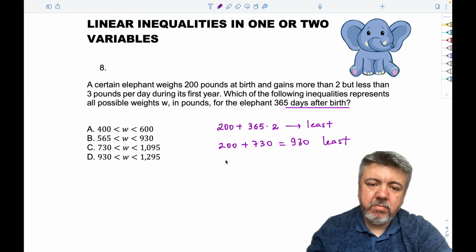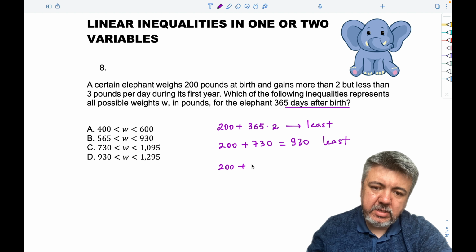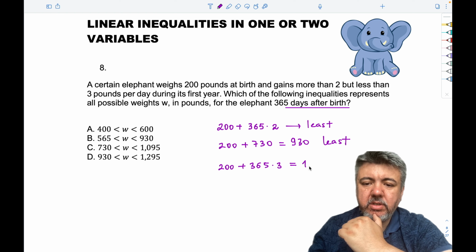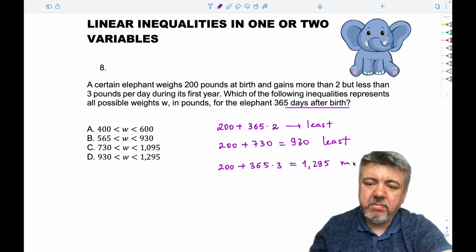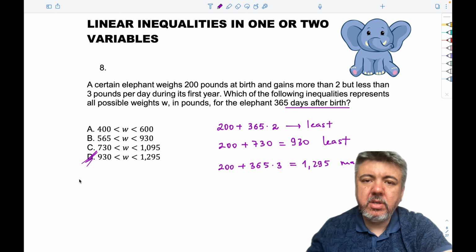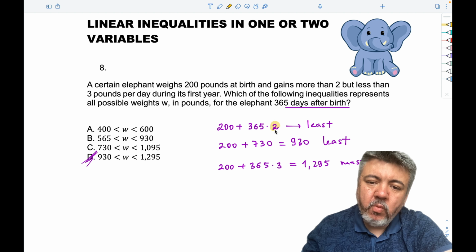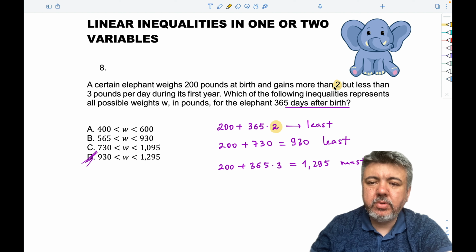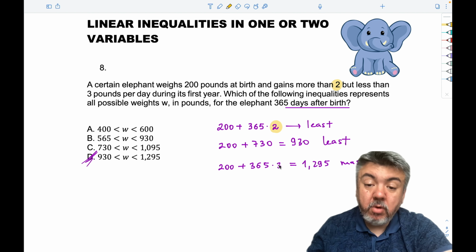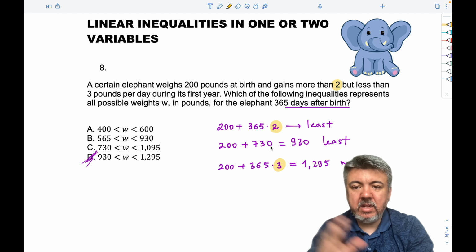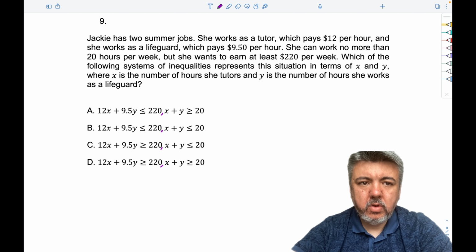What is the max? What is the most? 200 plus 365 times 3. So obviously it's 1,295. That is the most it gains. So its weight will be between these two numbers. The idea here is that in one case, at least it gains 2 pounds. At most, it gains 3 pounds. I'm taking both cases, one on each side.